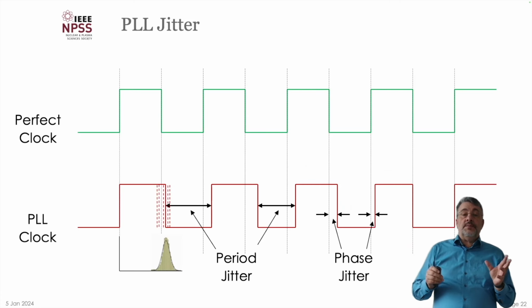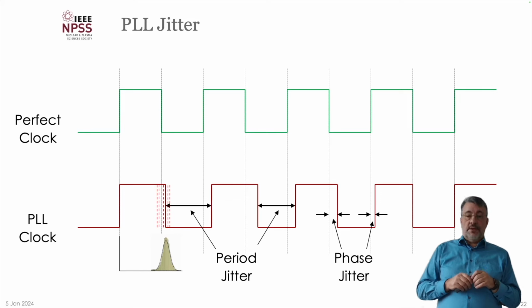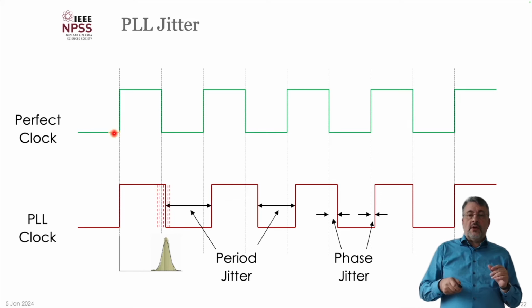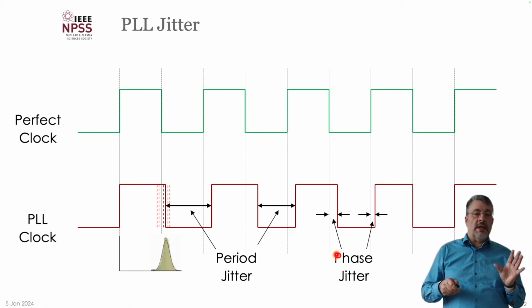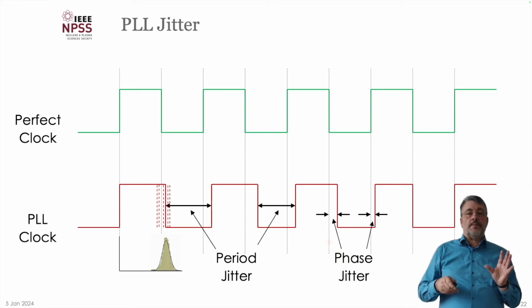Now in the PLL you have two kinds of jitter. Assume you have a perfect clock on the top part, and then you have the output of the PLL. The first is the period jitter. The period jitter is the variation of the width of one period to the next period or to the other periods. And the phase jitter is the jitter of all the edges versus the perfect clock here on top. And these things are not necessarily the same. They're correlated, but they're two different things.